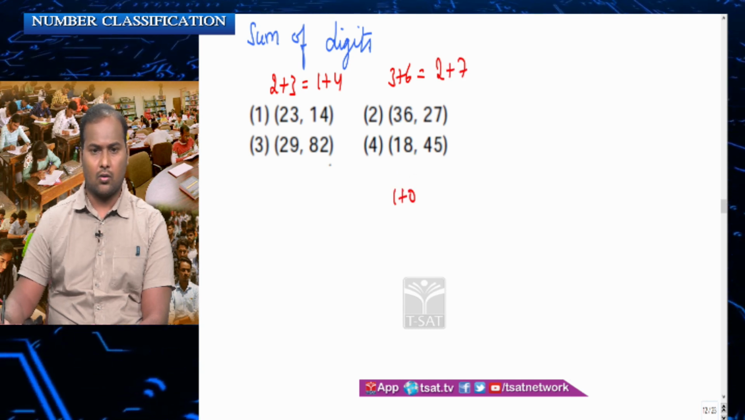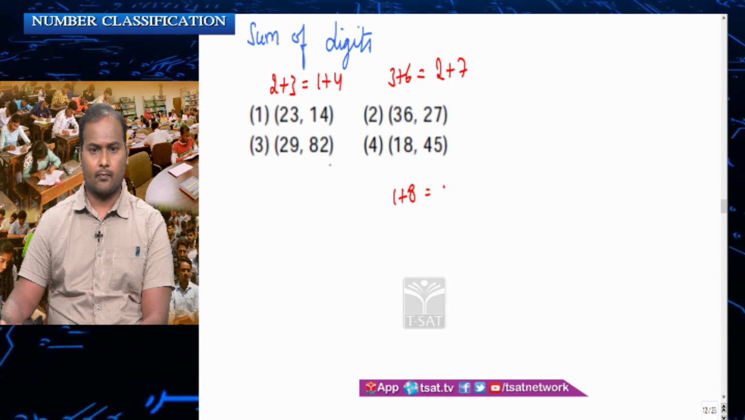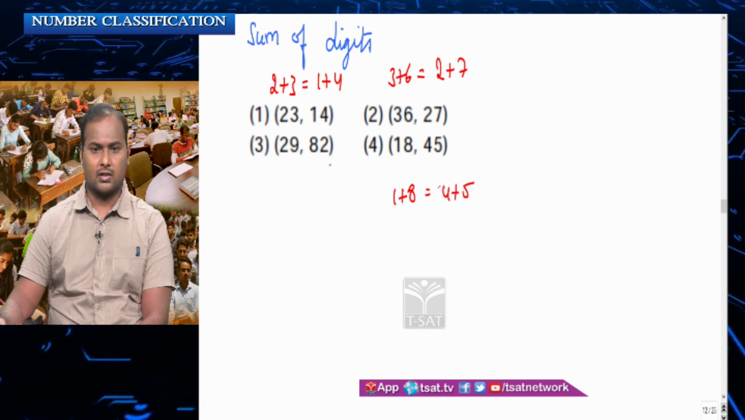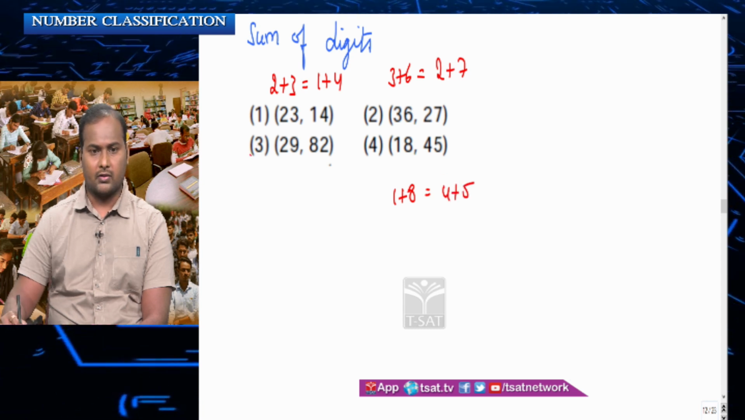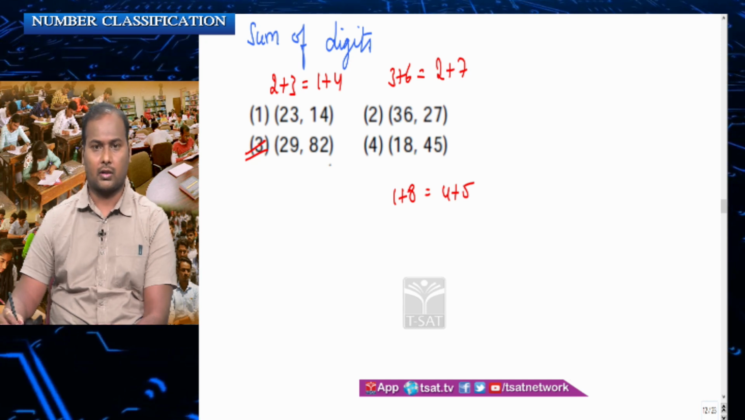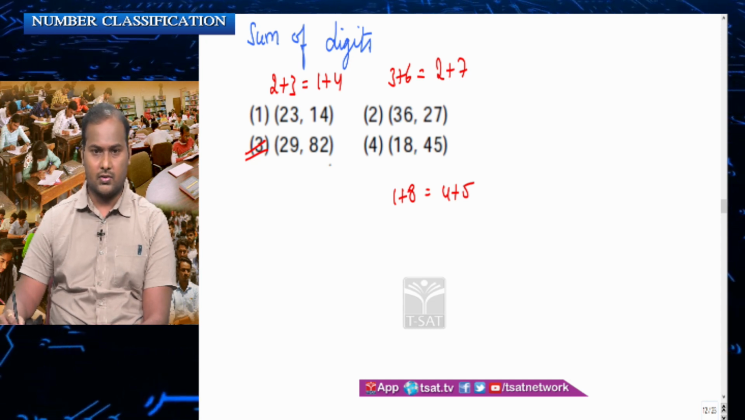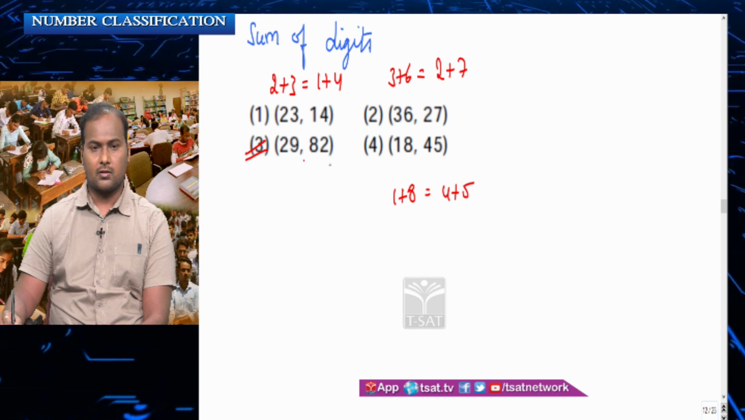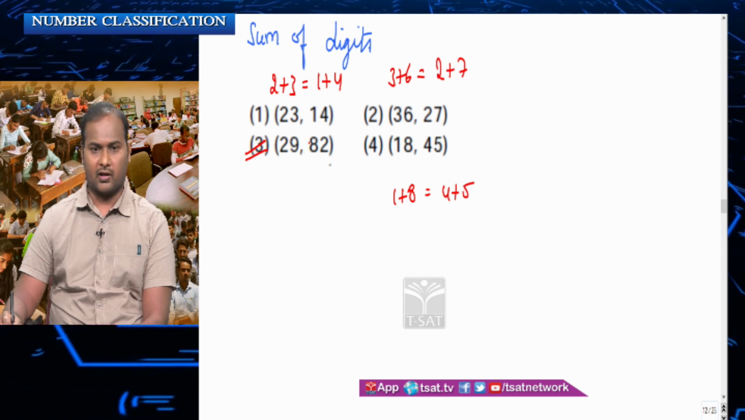In the same way, 1 plus 8 is also 9 and 4 plus 5 is also 9, but which is not possible with option 3. So here in this case, the common character is sum of digits. See, sometimes the student may misinterpret that. How?